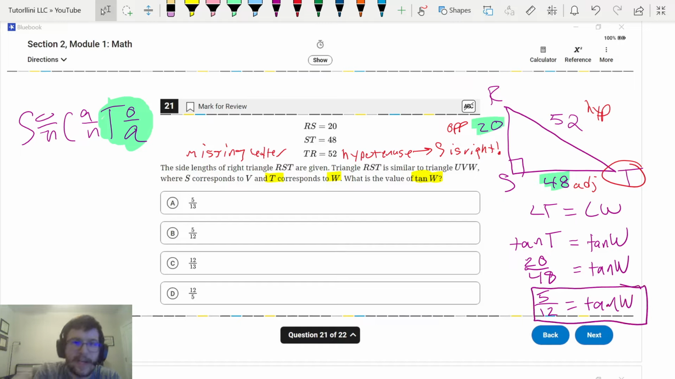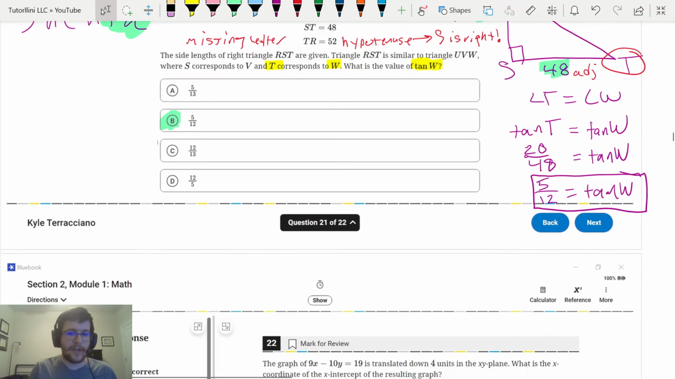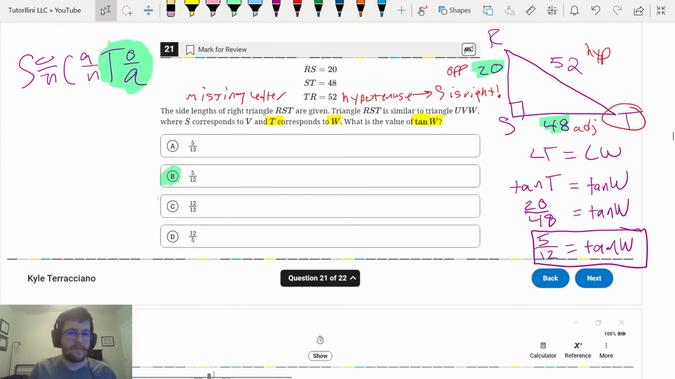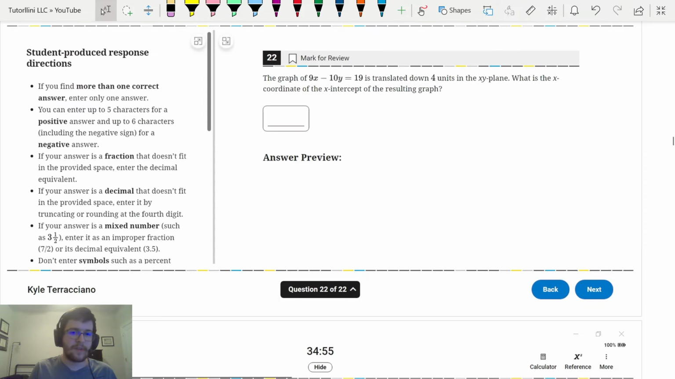So I think that trick that I just taught you guys is great. Remember, you find the hypotenuse, and then if it's a right triangle, the missing letter is the right angle. So TR, the missing letter is S, so S was the right angle. Very quick way to figure it out. Great, very happy that I realized that. All right, let's keep going.